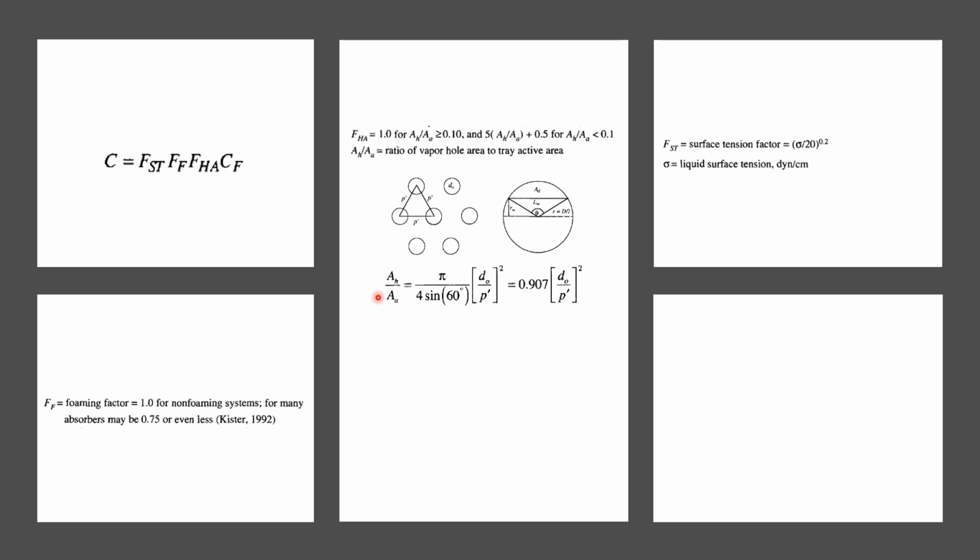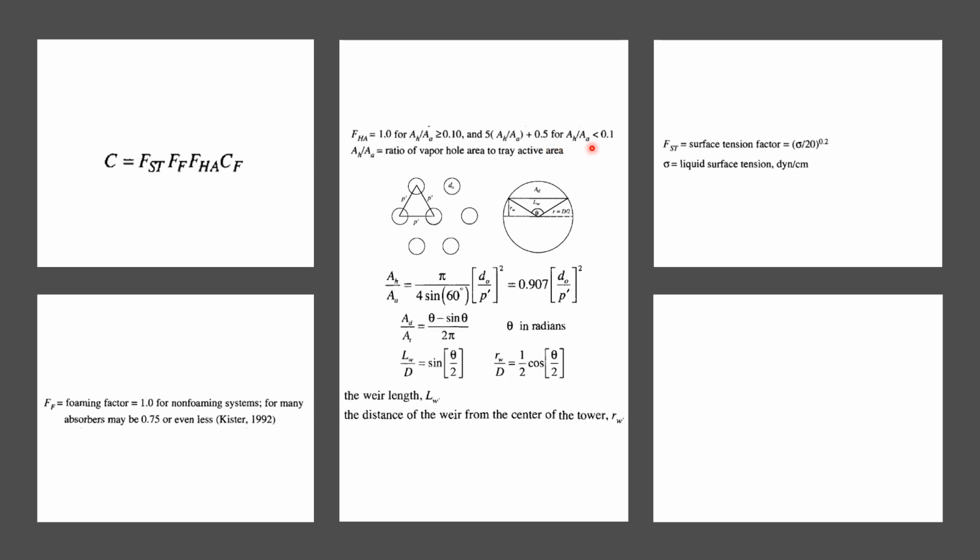So the ratio of hole area over active area can be calculated using the diameter of a single hole over the pitch value, P prime. Once we calculate this ratio, we need to check if it is more than 0.1 or less than 0.1. If the ratio is more than 0.1, then the factor is going to be equal to 1. If it is less than 0.1, then the factor will be calculated using this equation.